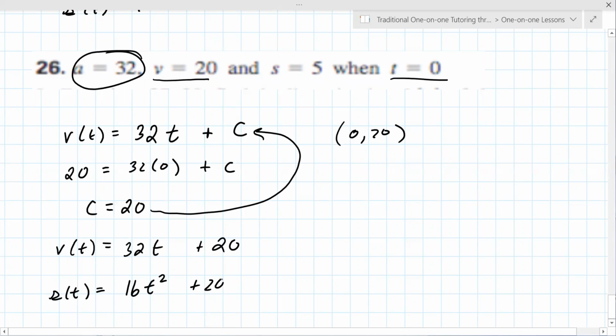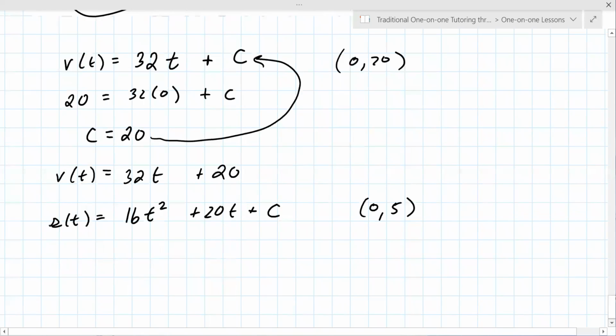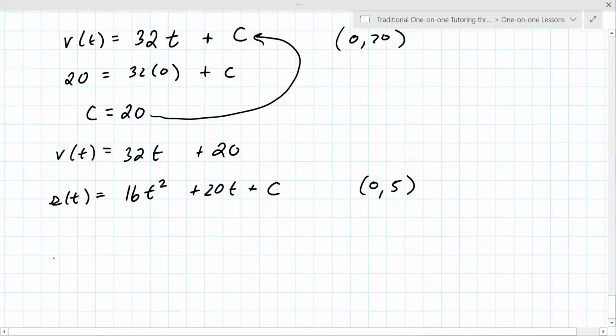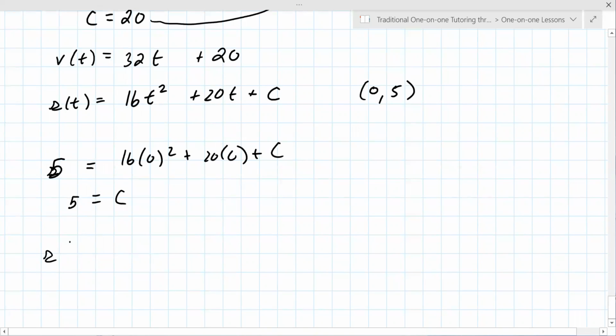And then we would do the plus C, right? Yes. And then you got this other point here. Well, it's 5 when T is 0. So then we plug that in. So 5 equals 16 times 0 squared plus 20 times 0 plus C. So C equals 5. Okay, so you got your final answer. S of T equals 16T squared plus 20T plus 5.